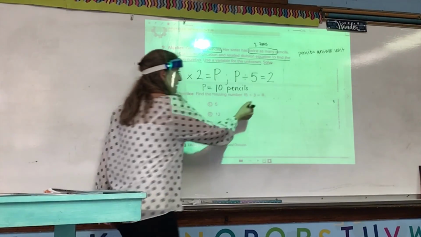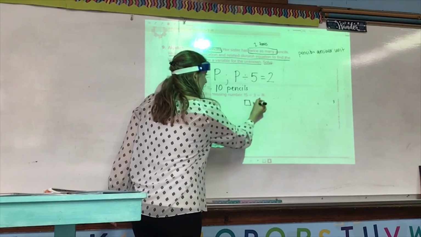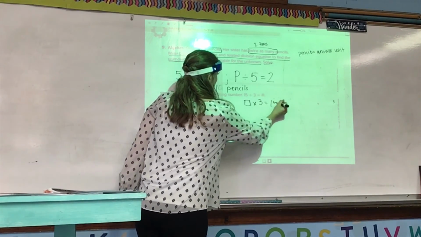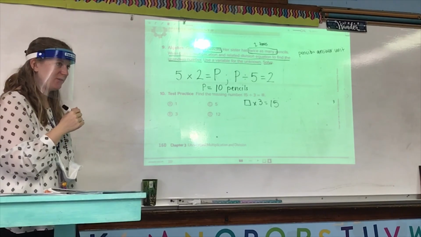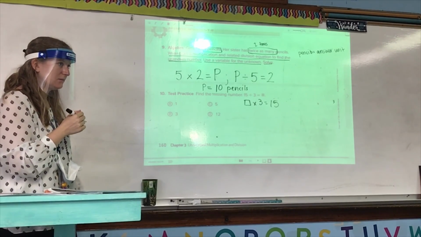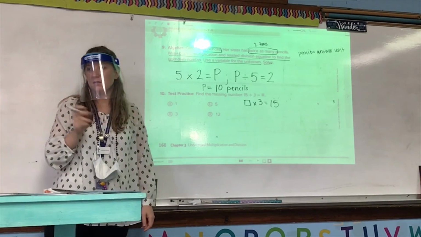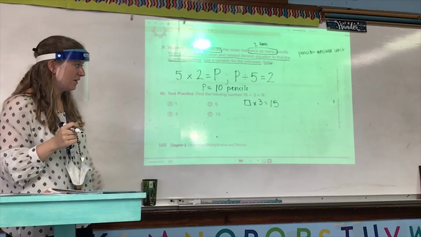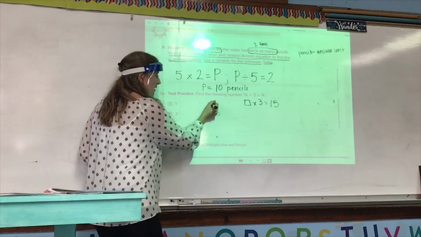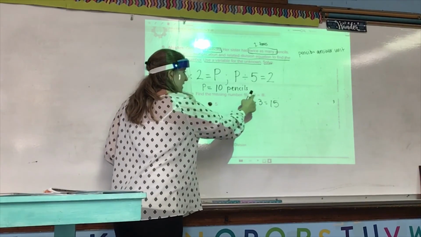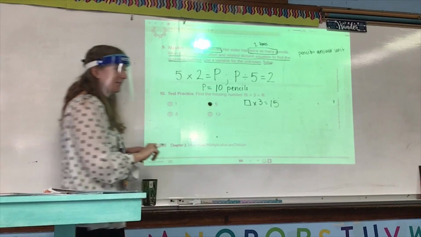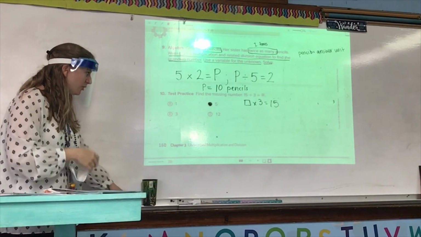So that means this would be the same as what times 3 equals 15? That's why you've got to know your basic facts. Victoria. C, 5. If 5 times 3 equals 15, that means 15 divided by 3 equals C, 5. So make sure you have corrected.